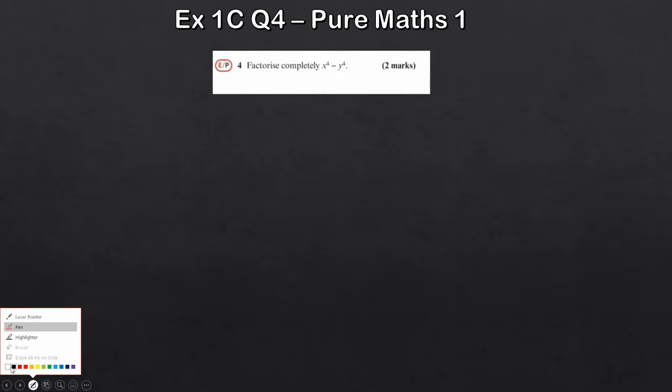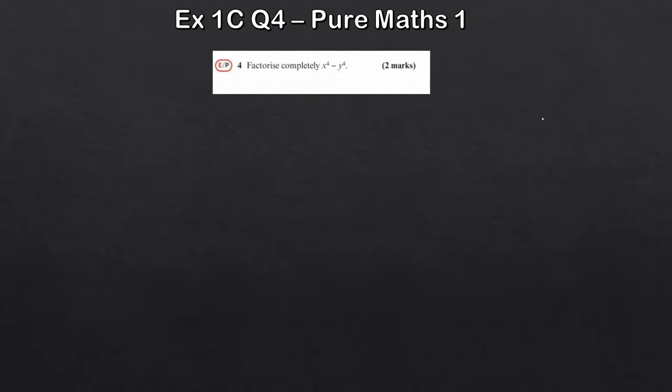So the first question is asking us to factorise completely x to the 4 minus y to the 4. Okay, so 2 marks, so we shouldn't expect anything too crazy. But this is just something that comes with time and practice and being able to spot a little trick here.